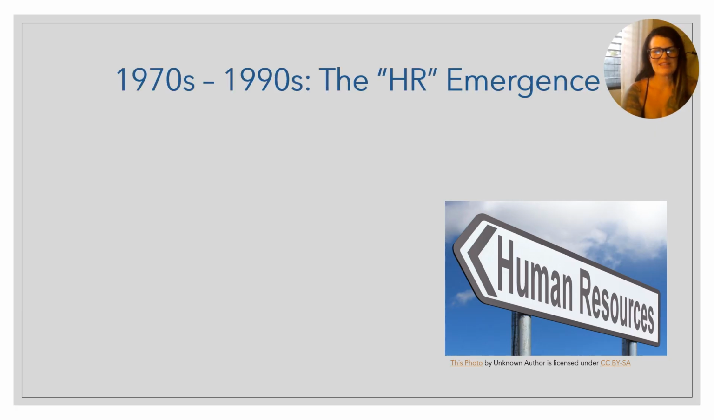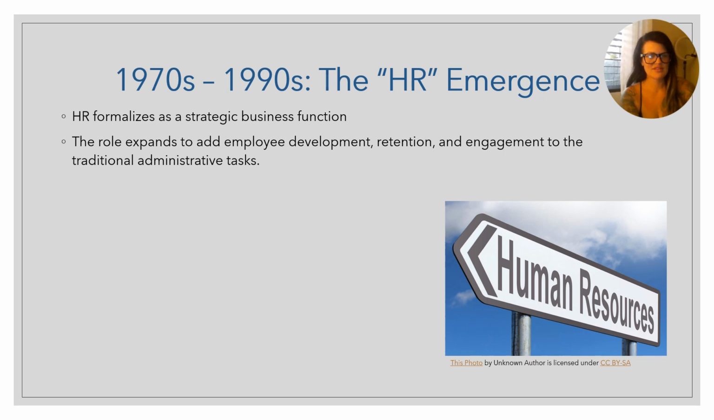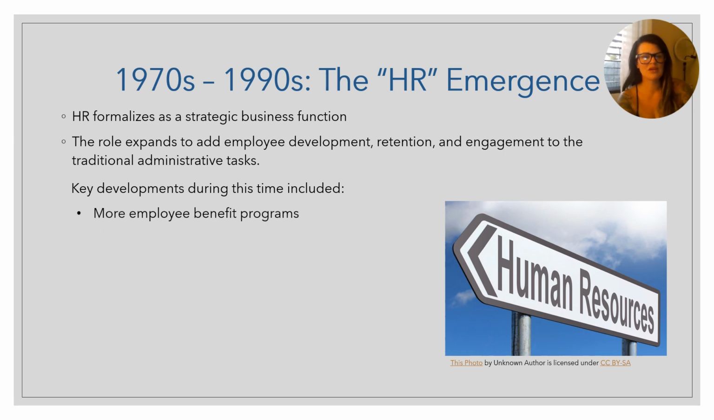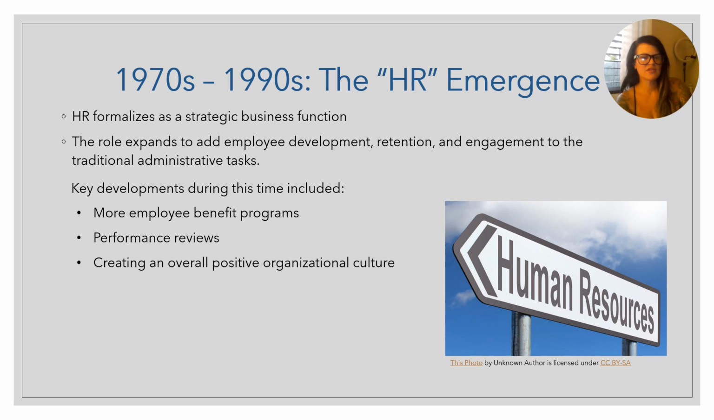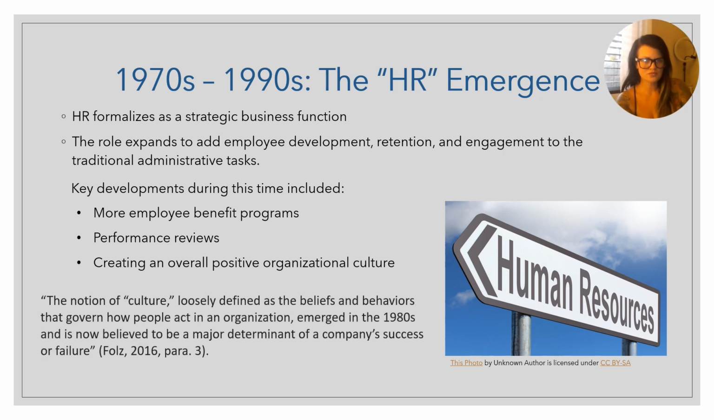And then from the 1970s to the 1990s, we'll call it the HR emergence. This is when human resources formalizes as a strategic business function in organizations. The role expands to add employee development, retention, and engagement to their already traditional administrative tasks. Key developments during this time included more employee benefit programs, performance reviews, and creating an overall positive organizational culture.